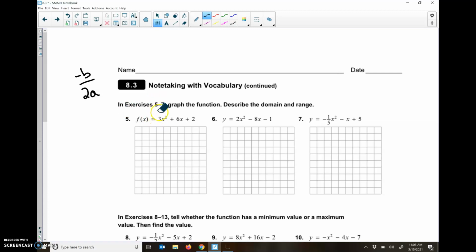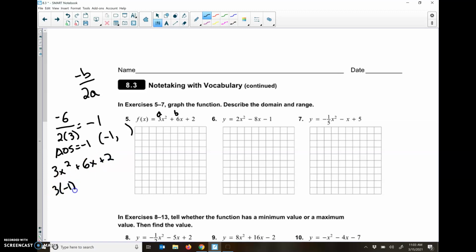So number 5 here, this is a, this is b. So -b, so -6 over 2 times a. And a in this problem is 3. So 2 times 3 is 6. So -6 over 6 is -1. So that means our axis of symmetry is -1. And then the x in our vertex is -1. So we got to figure out the y. So I'm going to plug in that -1 into our problem. So instead of 3x squared, I'm going to do 3 times -1 squared. Instead of 6 times x, I'm going to do 6 times -1, and then plus 2.